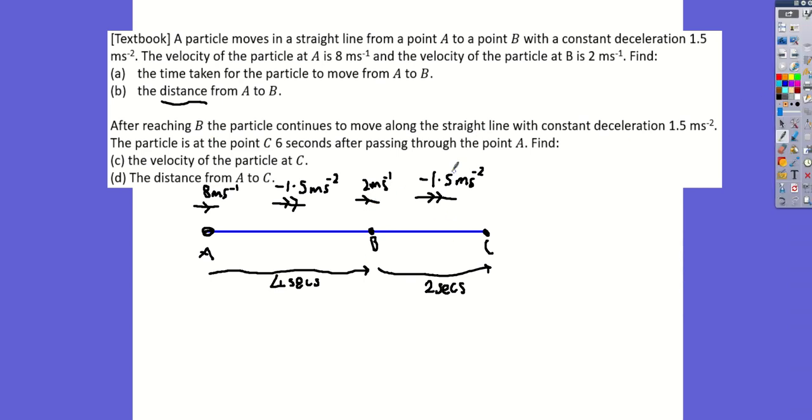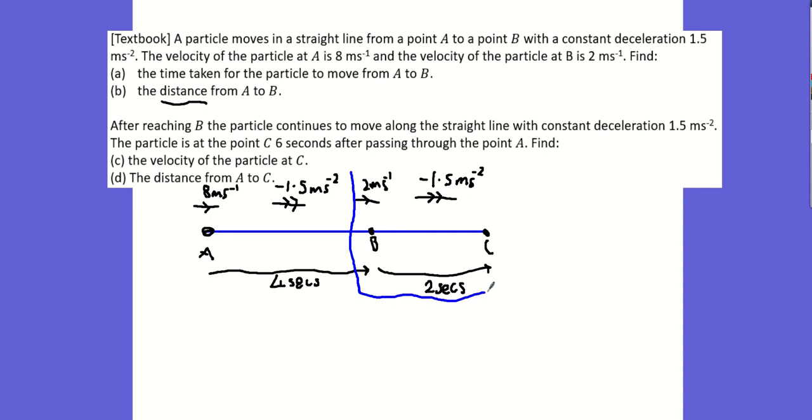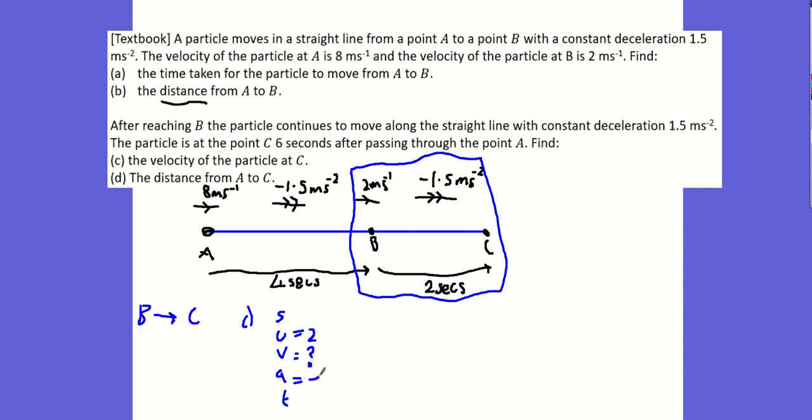I only really want to be looking at this bit. Let's try and separate that off. Okay, so B to C. Question C. I want to work out some SUVAT, so let's put those letters on. Right, what do we know about this then? We know that we've got an initial velocity of 2 for that part of the journey. Our final velocity is what we want. We've got the same constant deceleration we had before, minus 1.5. And the time taken is 2 seconds for that part of the journey as well.